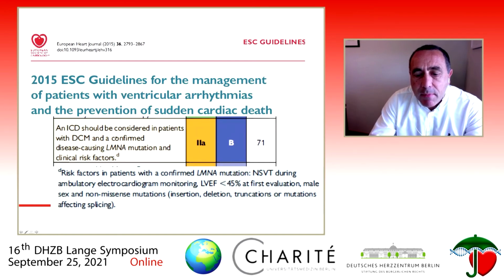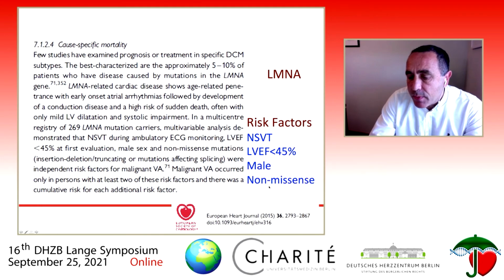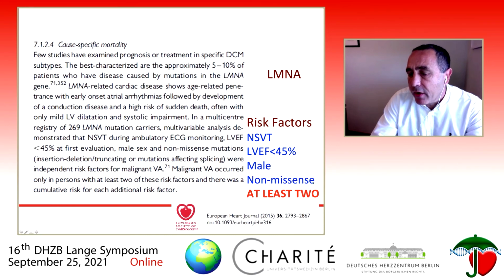For example, here in lamin mutation, the risk factors, they say, are non-sustained ventricular tachycardia, low ejection fraction, male gender, non-missense variants, and they say that if you have two of these, you are at risk. For example, male and non-missense.